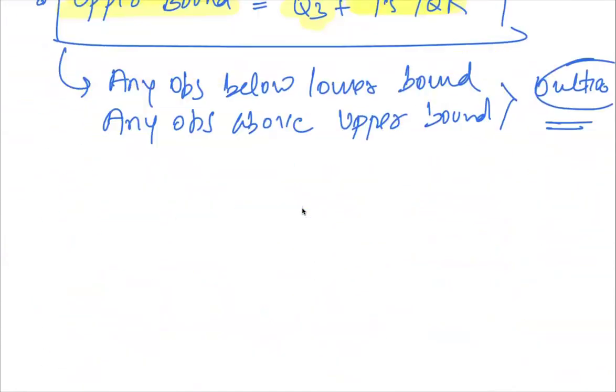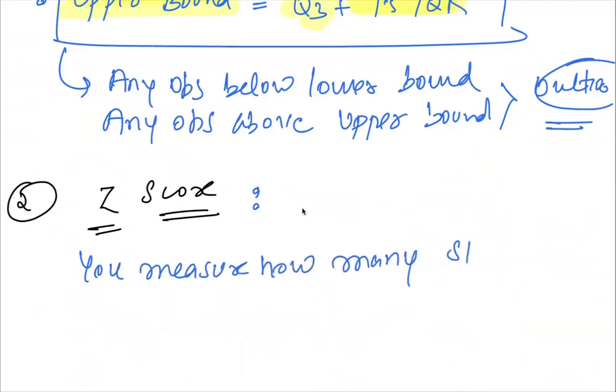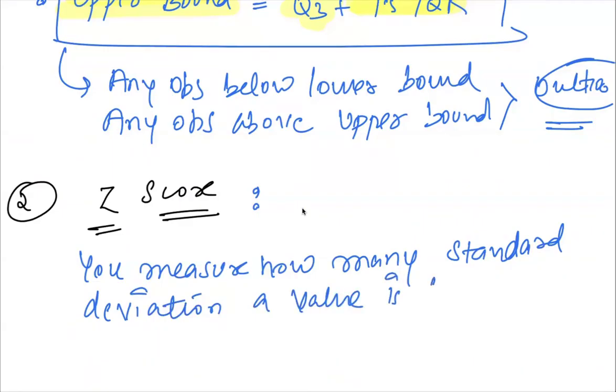What is z score? In z score, what you do is you measure how many standard deviations a value is from the mean.